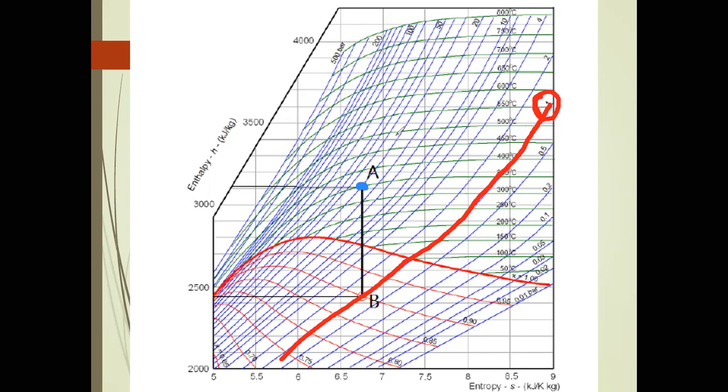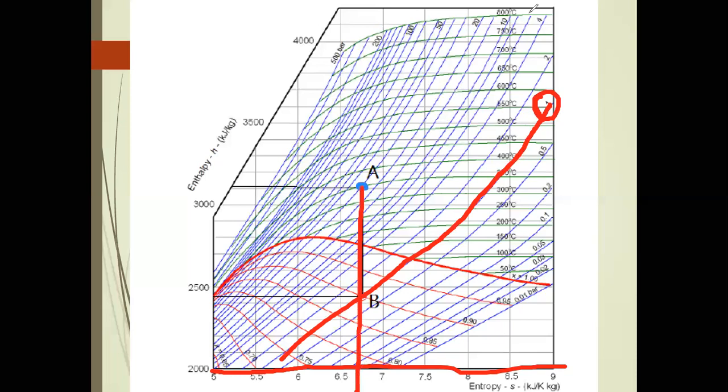Entropy of A point and entropy of B point will be similar. So my student, what is the A point entropy? This is the entropy scale. Remember, this is the entropy scale. So if I want to find out the entropy of A point, I have to draw the perpendicular line from A to the scale.